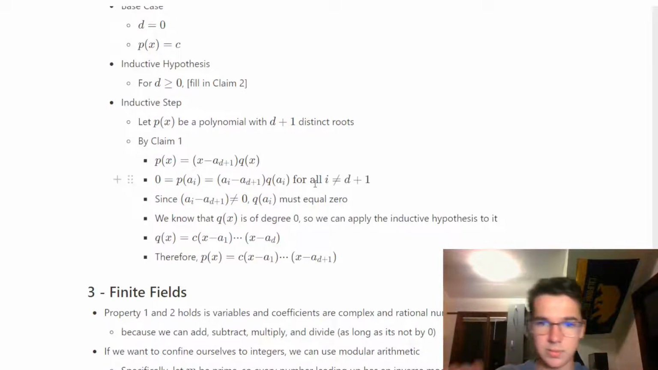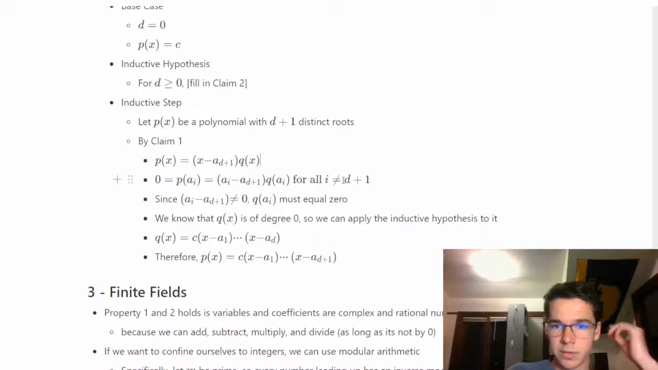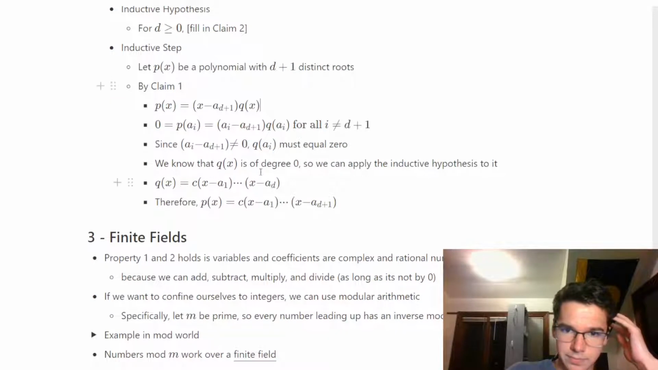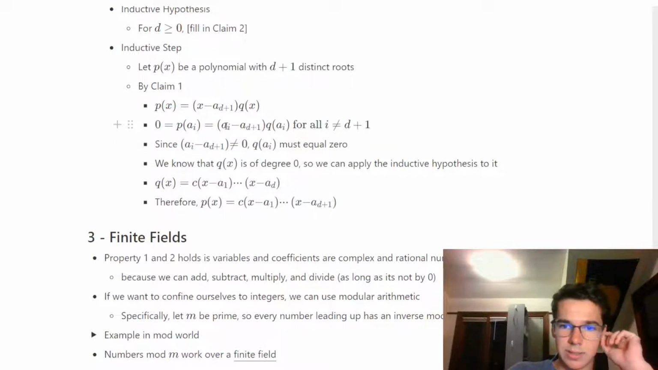Yeah, because q of x is every other root, right? It is composed of every other root. So, let's see. Yeah, because this does not equal 0, because a of i is never going to be equal to d plus 1, right? Because this cannot be 0, then it must be the case that this is 0.